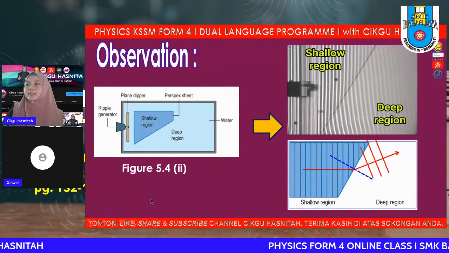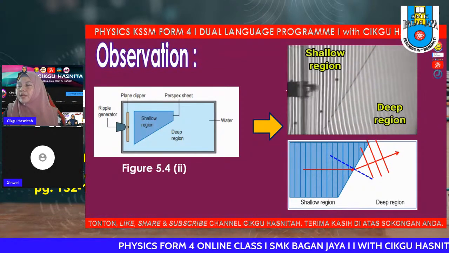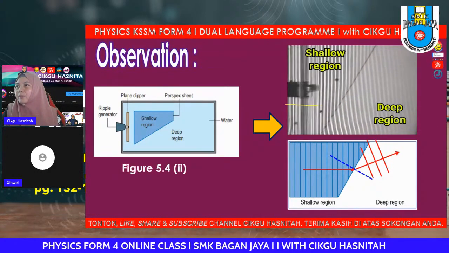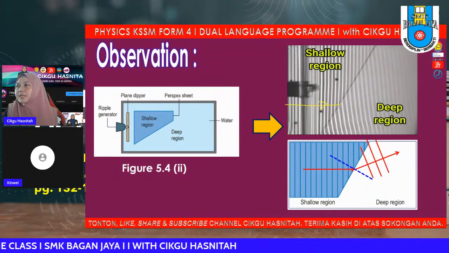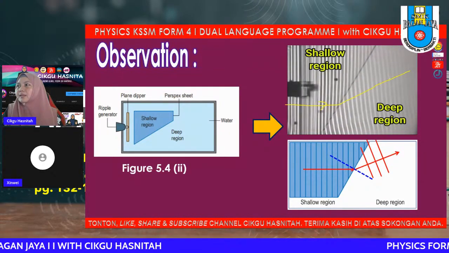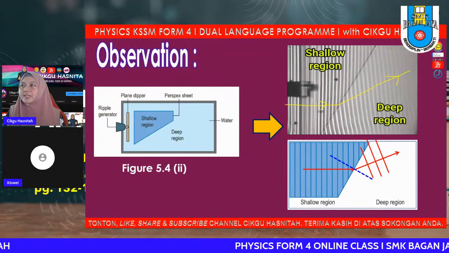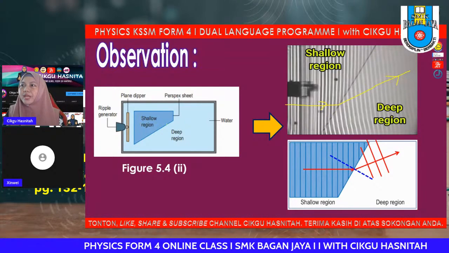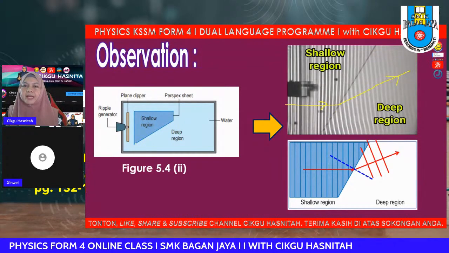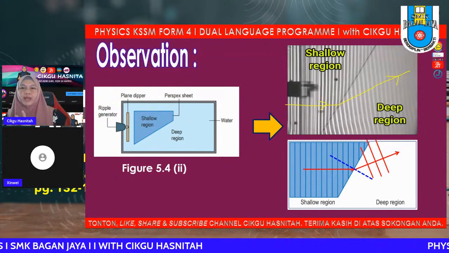You can see from shallow to deep region. From the shallow region, this is the direction of propagation. Once it enters the deep region, you can see that the direction changes. It propagates upwards. This is the boundary between the shallow and deep region, according to the shape of this perspex placed here. For water waves, it is due to depth.